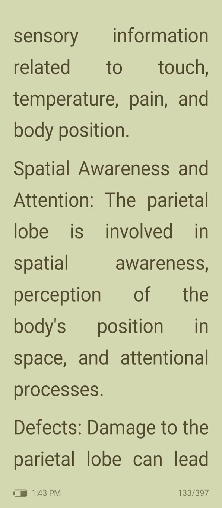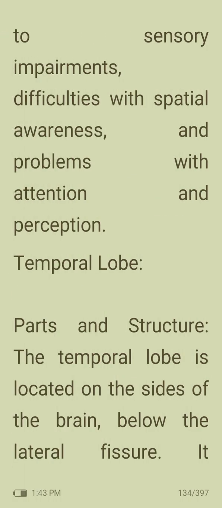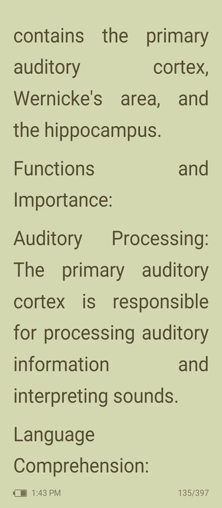Then, defects. Damage to the parietal lobe can lead to sensory impairments, difficulty with spatial awareness, and problems with attention and perception. Then, temporal lobe, parts and structure. The temporal lobe is located on the sides of brain below the lateral fissure. It contains the primary auditory cortex, Wernicke's area, and the hippocampus.